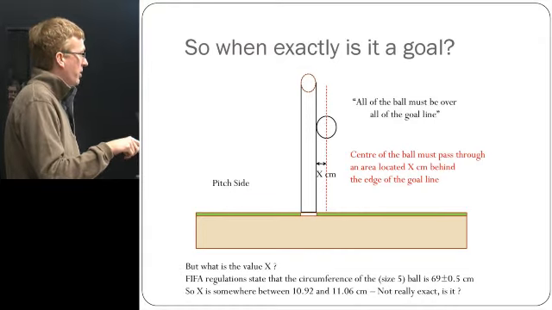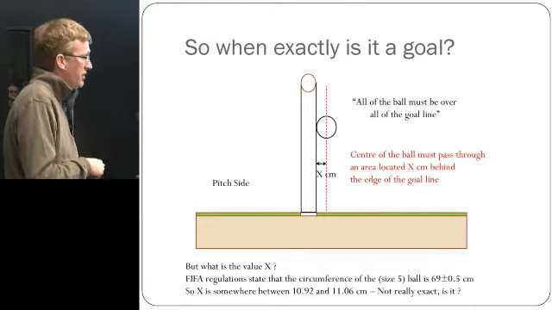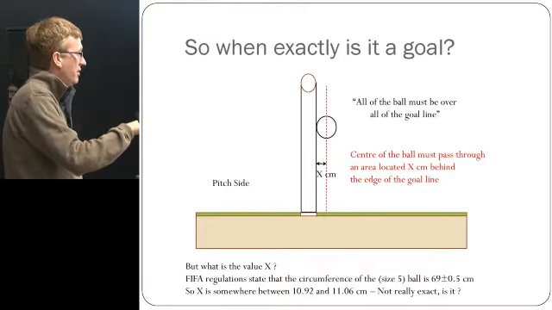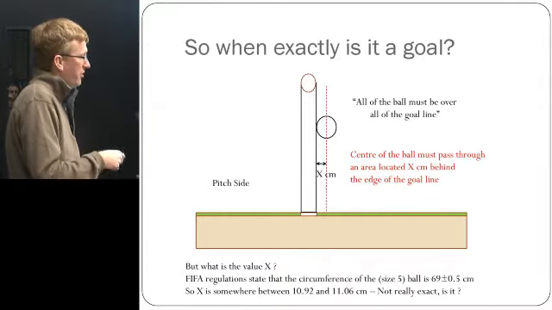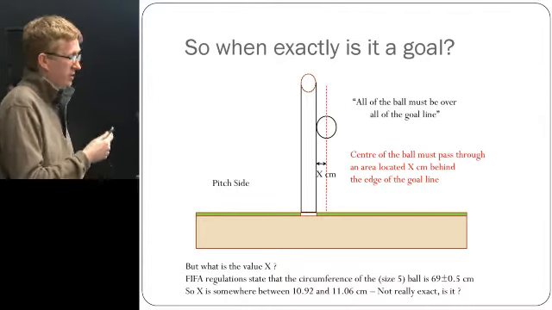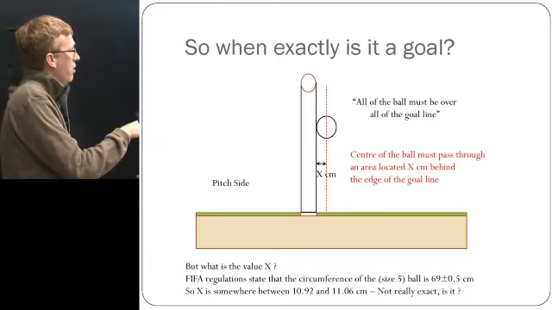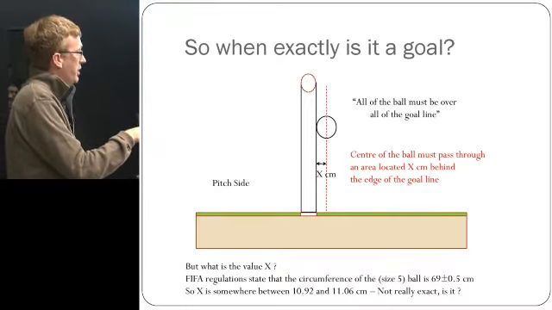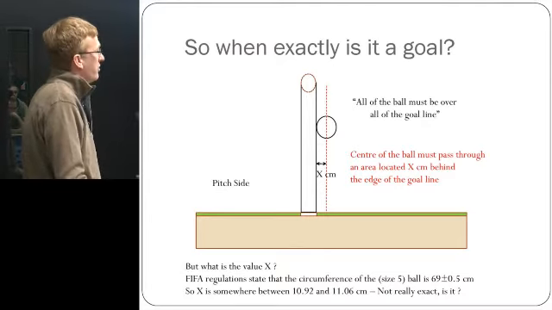The size of a football is about 68.5 centimetres circumference, and that means the radius is somewhere between 10.92 and 11.06 centimetres. So it's not exact, is the first thing. I think this is the first thing people have to realise. This isn't going to be exact, but it's about 11 centimetres. So in other words, when the ball centre is 11 centimetres behind the goal line, it's a goal, end of story. So that's what a goal is.